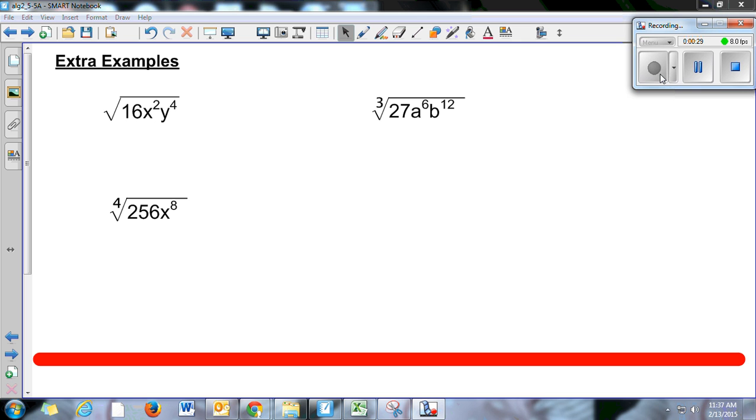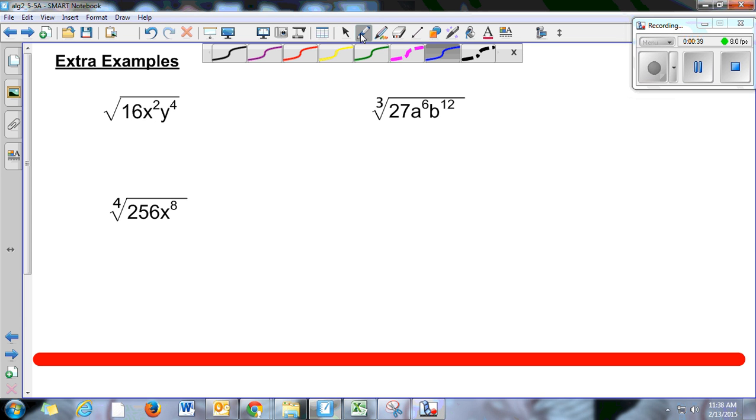These are kind of more basic type examples where our numbers are going to work out pretty well for us. You can see in the first one here that we've got the square root of 16x squared y to the fourth. So again, we're looking at the square root. How do we know it's a square root? Because we don't have an index next to our radical symbol. That symbolizes the fact that we've got the square root. And again, we know the square root of 16 is 4. If not, we're able to figure that out on our calculator using our square root key.